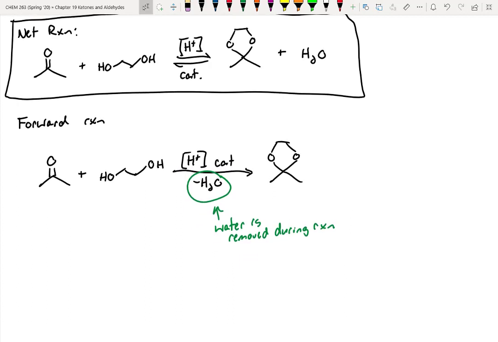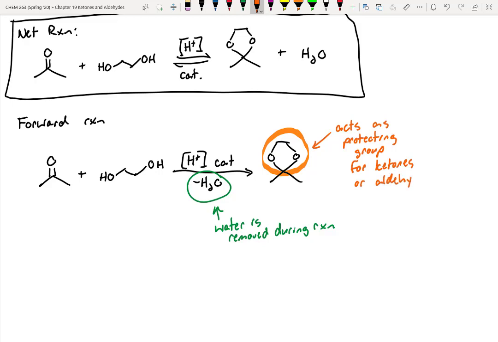The reason that this is useful is essentially this entire group right here acts as a protecting group for ketones or aldehydes. So if you think about this, this product that we've made, will it react with the Grignard? No. Will it get reduced to an alcohol? No. It won't do any of the traditional chemistry that aldehydes and ketones normally do.